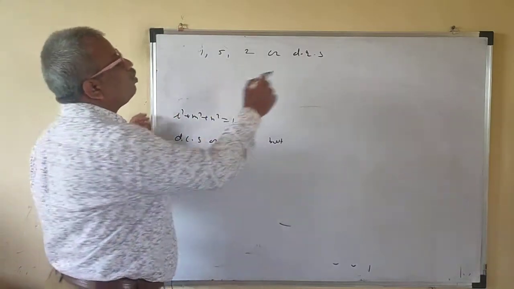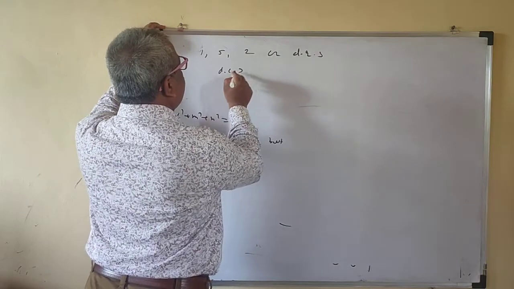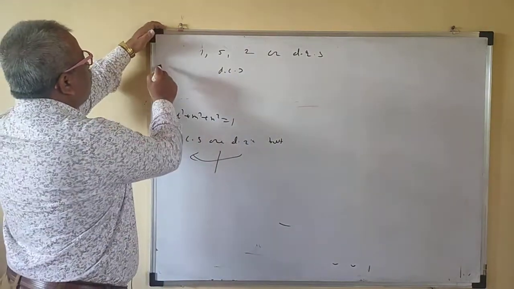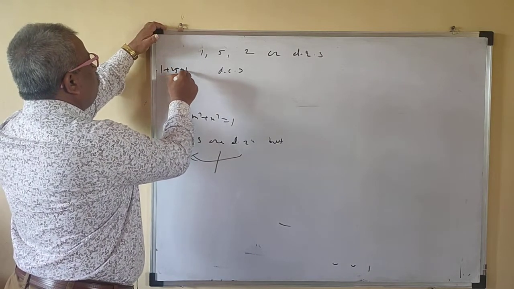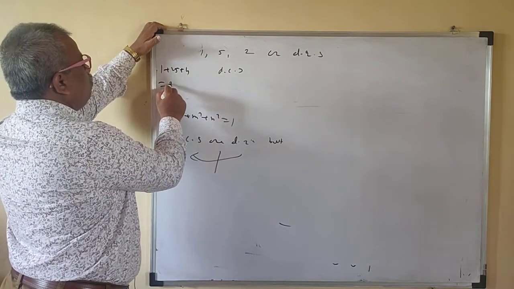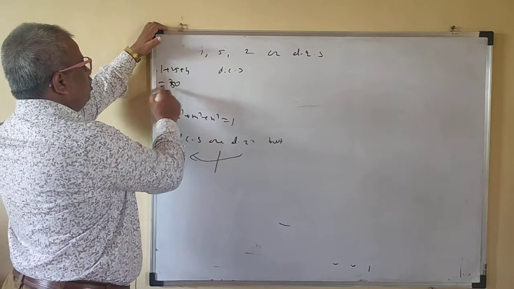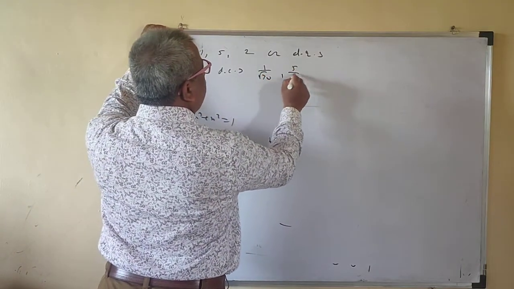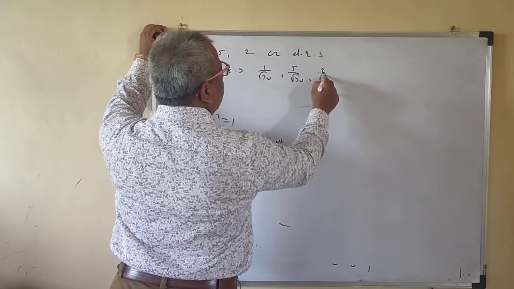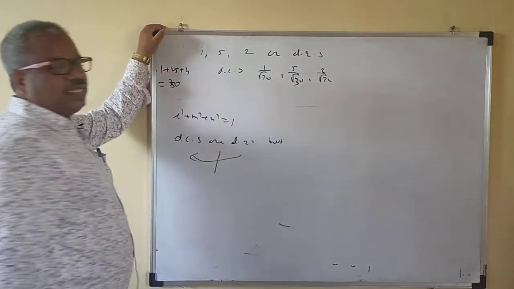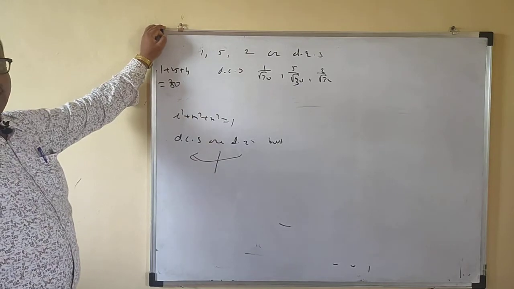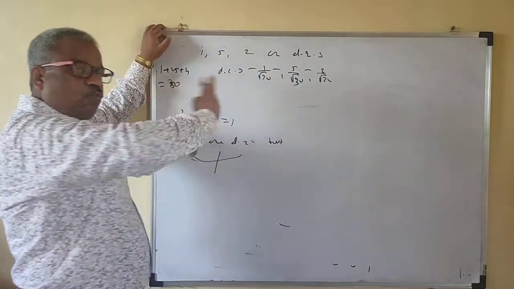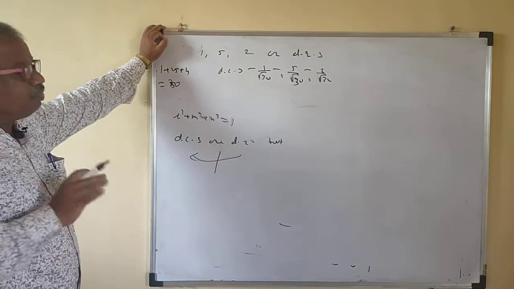Now we want to find the DCs. So find the sum of the squares: 1 plus 25 plus 4, which is 30. So the DCs are 1 by root 30, 5 by root 30, 2 by root 30. If all are negative, you can change the sign of all, so this will be the DCs.